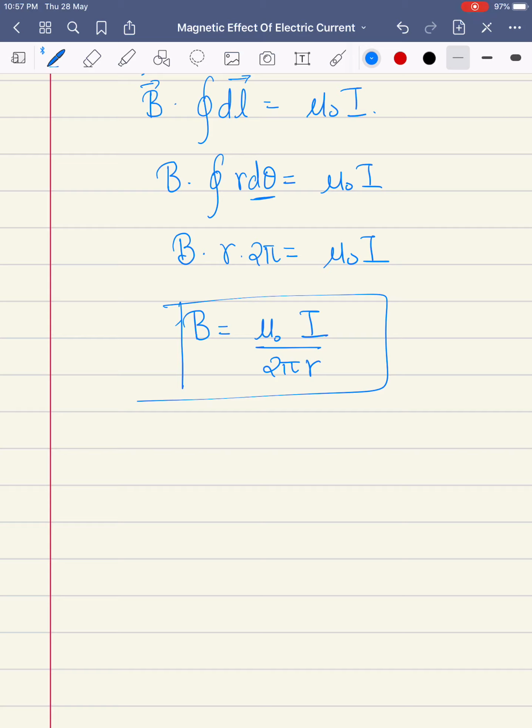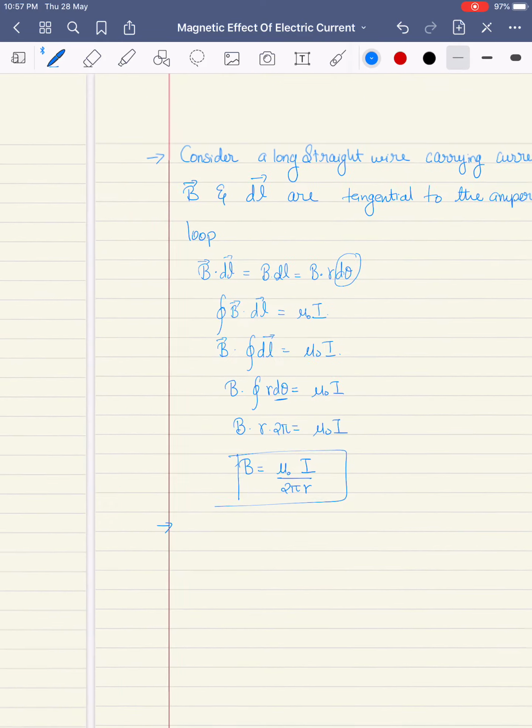Okay, now here if you look, it is inversely proportional. So basically what happens, from Ampere's law you come to know that the magnetic field of an infinitely long wire carrying current, a long wire, is proportional to the current and inversely proportional to the distance from the wire. Can I say it like this using Ampere's law?